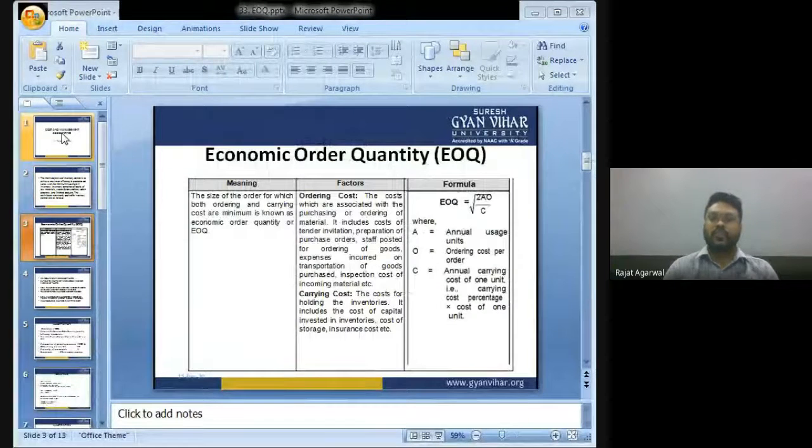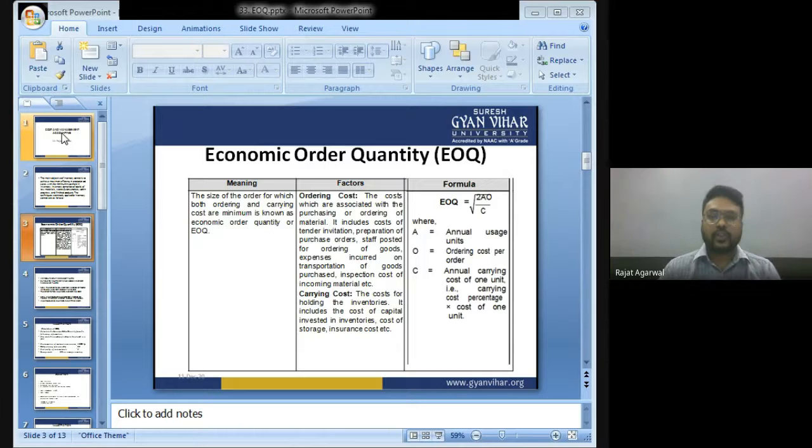So what is economic order quantity? The size of order for which the ordering and carrying cost both are minimum is known as economic order quantity. What is ordering cost? Ordering cost is the cost that is associated with the purchasing or ordering of material. It means all the expenses which are incurred to bring the material up to the godown.